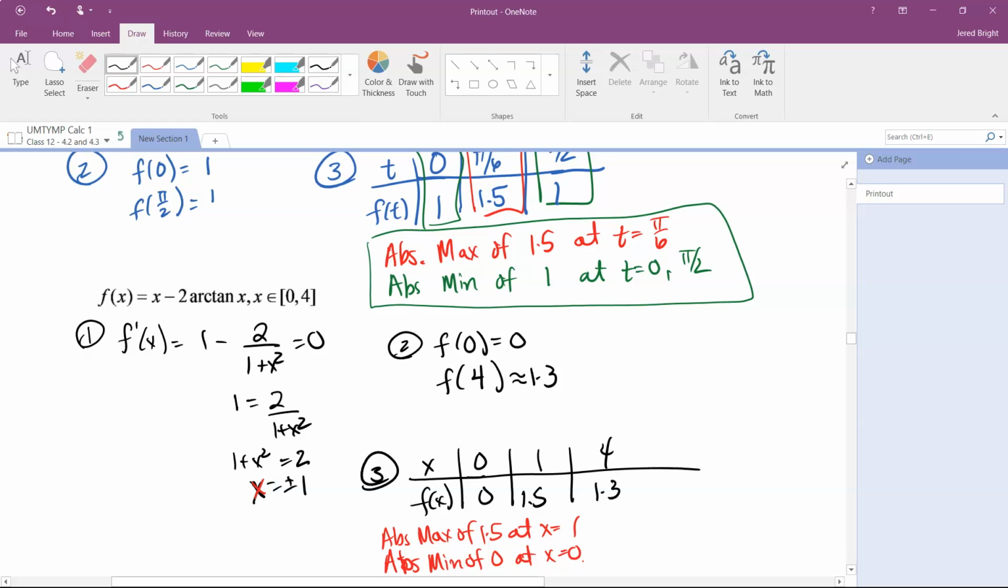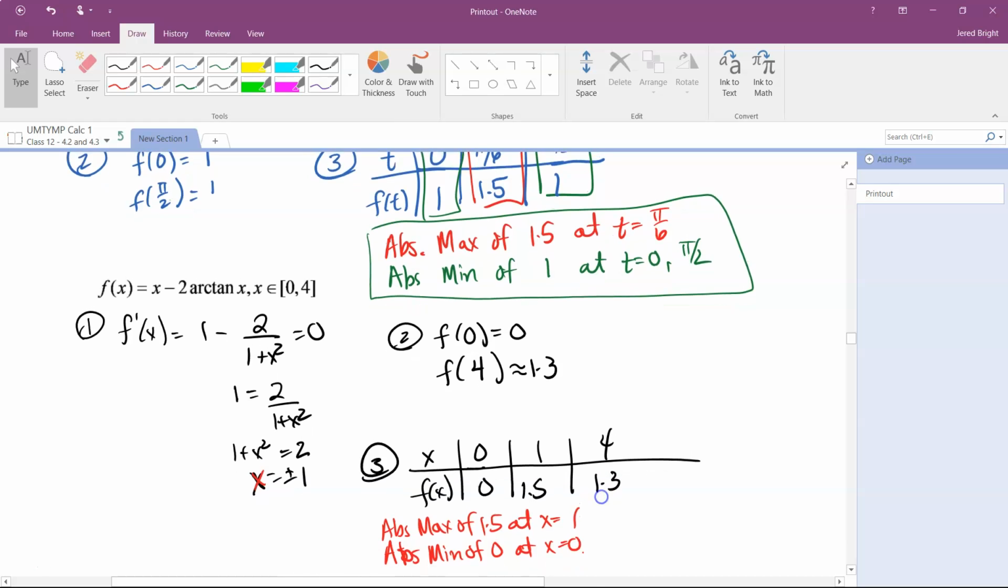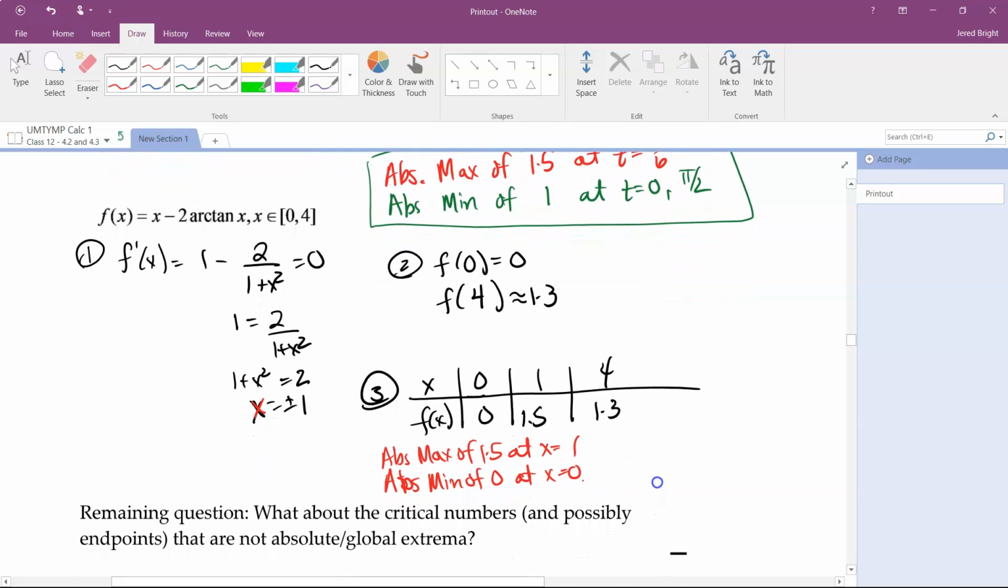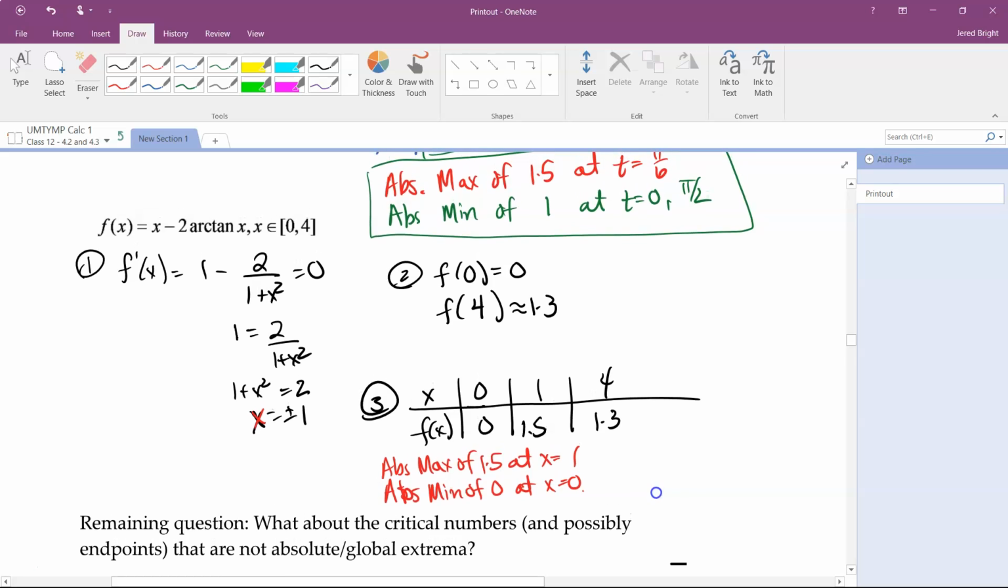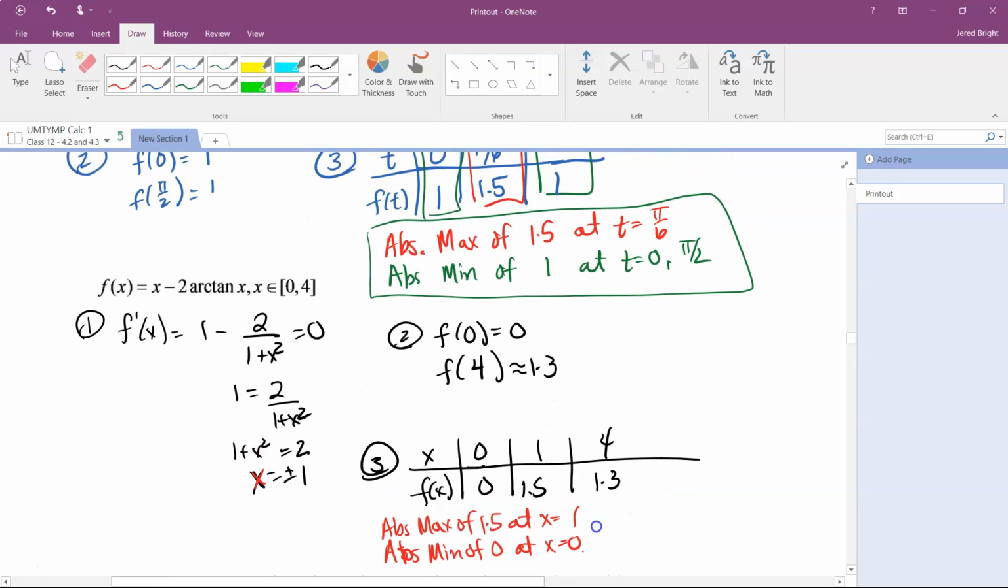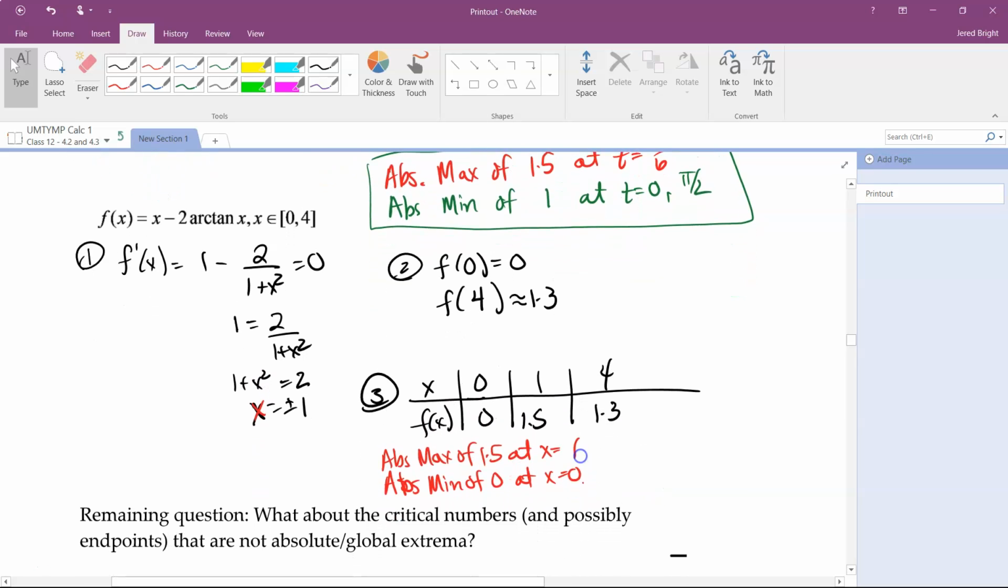Okay, so then the only question is, we've classified absolute mins and maxes, but what about the critical numbers? In both of these, we ended up getting the critical numbers being absolute extreme values, but what about local extreme values? What can we say about those? That's where we're going to pick up in the next video.